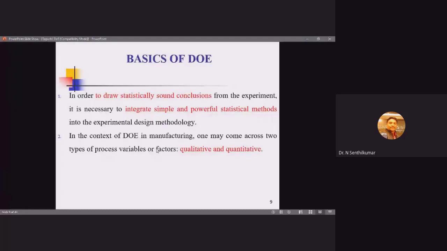In the concept of DOE, in any DOEs, mostly we will be considering two types of process variables. One is qualitative and the other one is quantitative. What is qualitative and what is quantitative? Quantitative means numbers, values. Cutting speed, I am going to consider the value of 100 meter per minute, 200 meter per minute, 300 meter per minute.